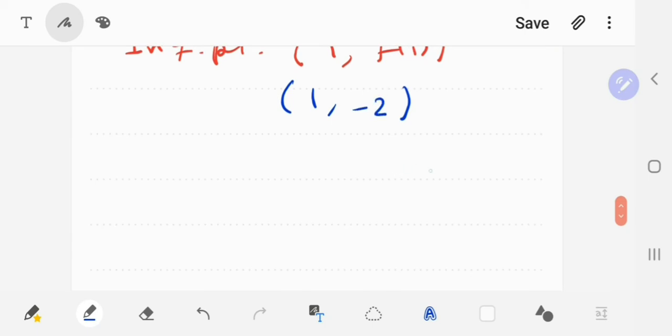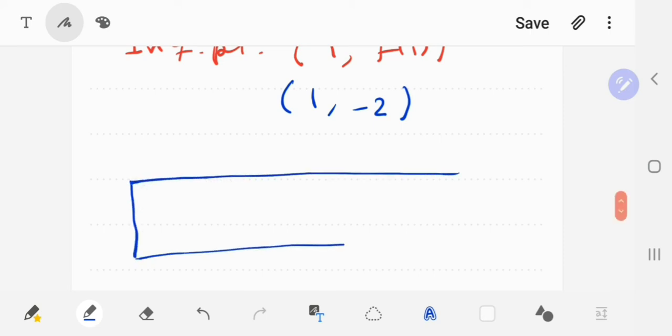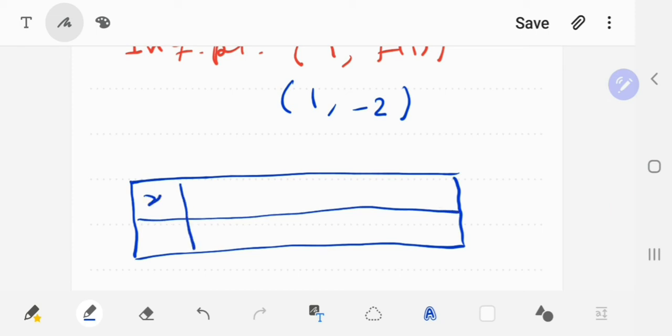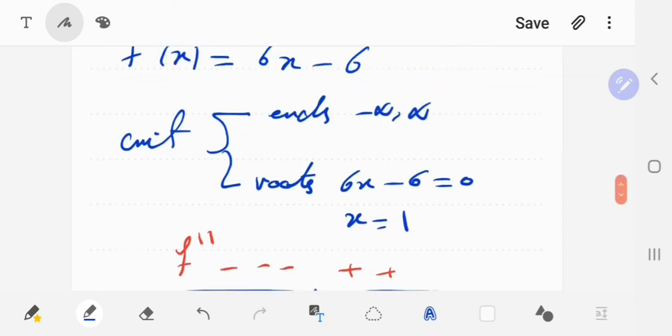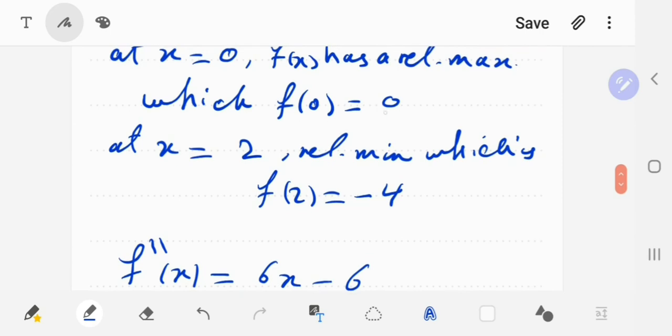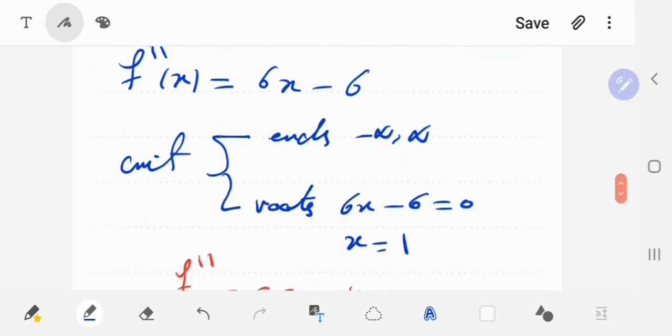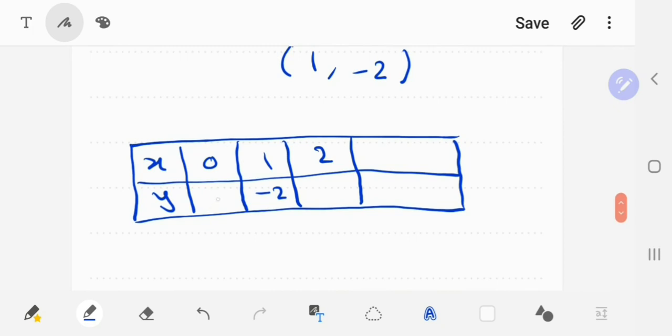Now we can create a table with what we found. X values, y values, or f of x values. The values that we have are 0, 1, and 2. These are what we have. The one here, it's negative 2. At 0, what did we get? At 0, we got 0. At 2, we got negative 4. So here we have 0 and negative 4.